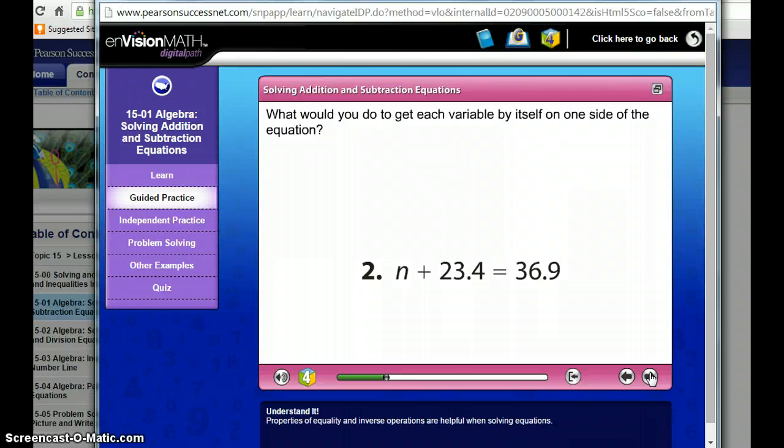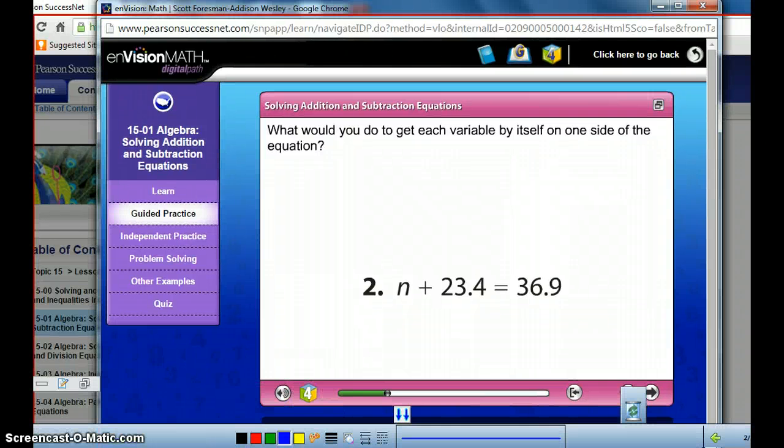N plus 23.4 equals 36.9. Don't let the decimal throw you off. You work them out the exact same way. So I write my entire problem out the way it's written. N plus 23.4 equals 36.9. I draw my line down the middle where the equal sign is, dividing the two.